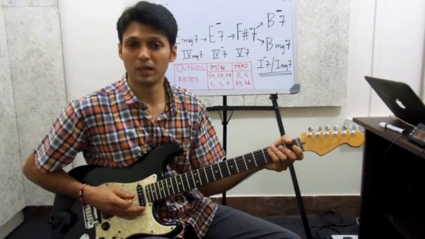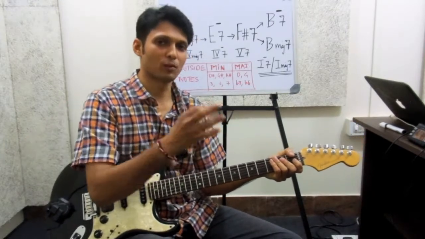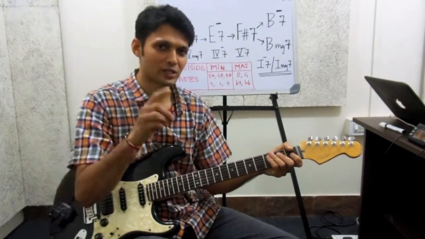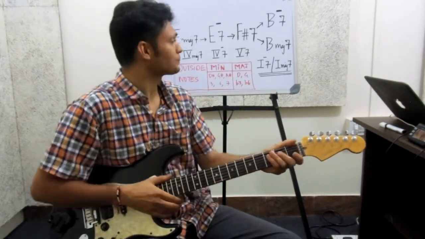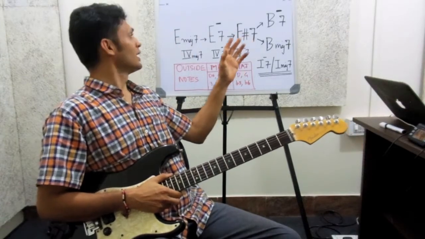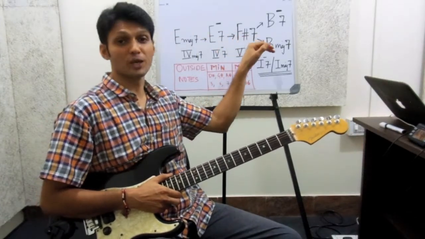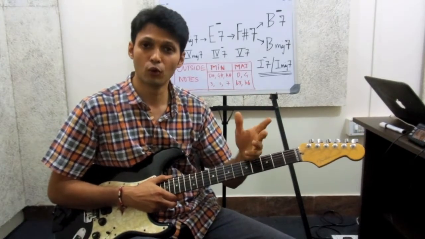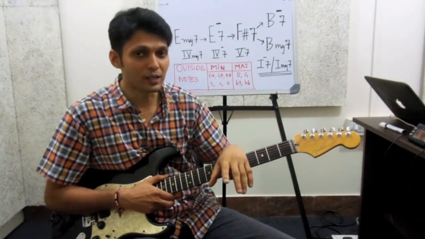Now in the example at the beginning, you heard me switch from a major to a minor tonality and back and forth quite a few times. Now it's time to solve this mystery. The first three chords, that is E major 7, E minor 7 and F sharp 7, bring in quite a few outside notes with respect to both the B major and the B minor key.